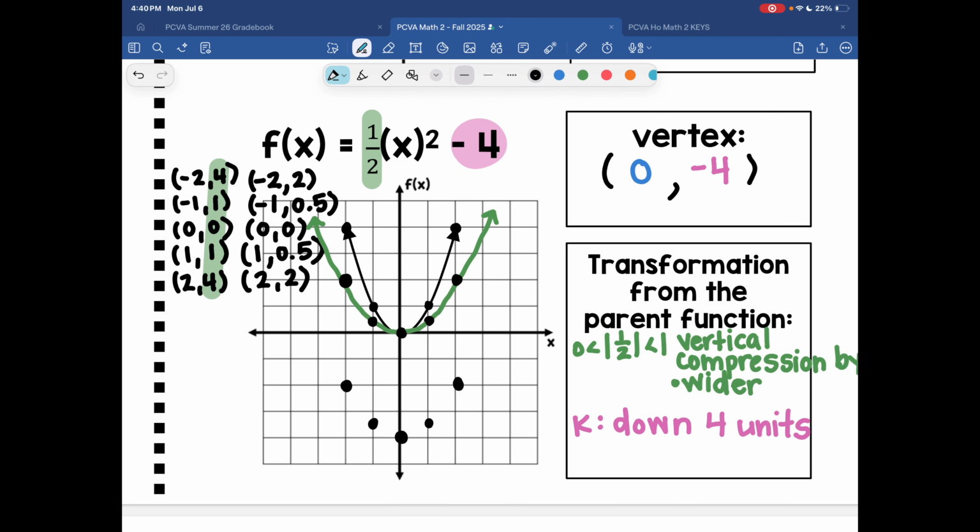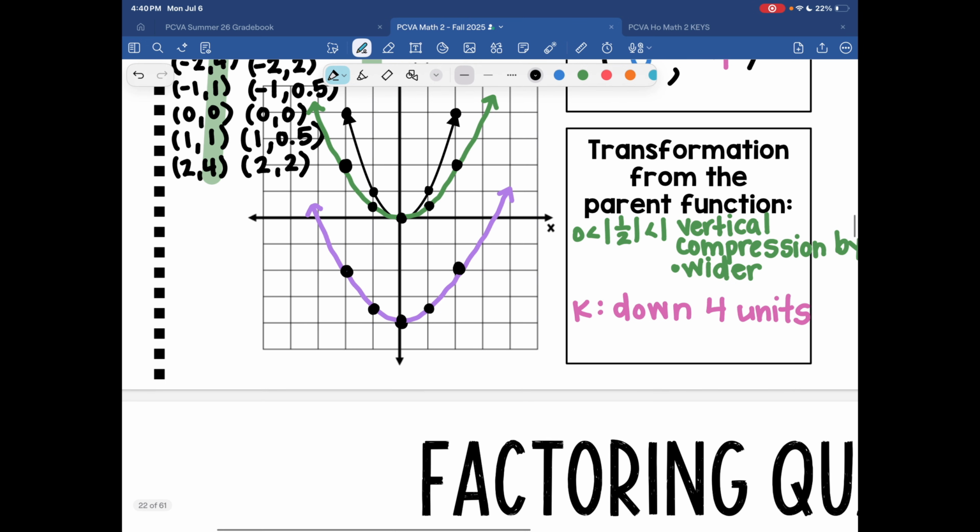So my final graph here is in purple. So it's still wider. It's just that we shifted it down after we did the vertical compression. All right, so I guess I need to write final graph in purple.